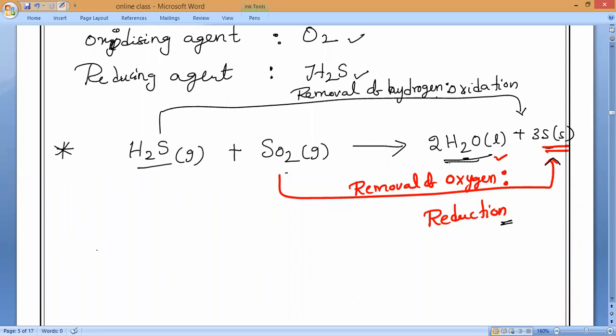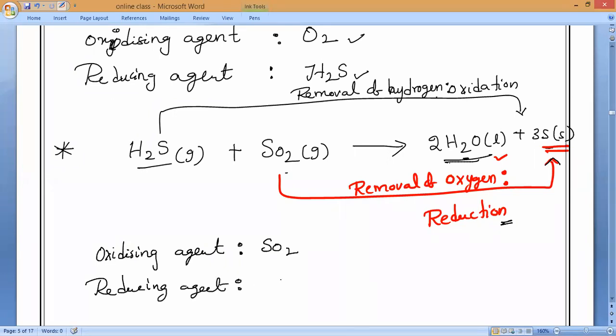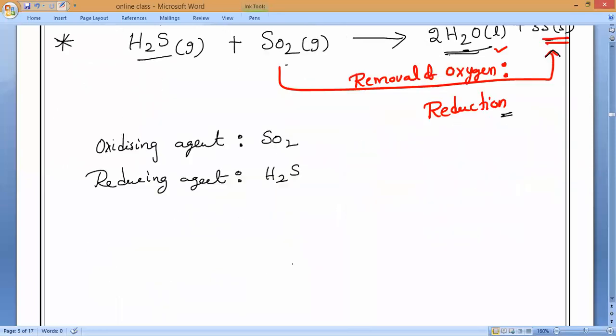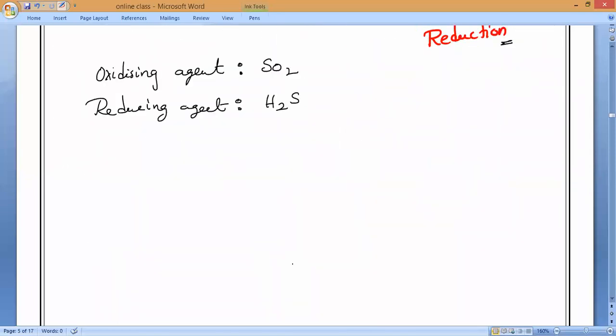Now here, who is the oxidizing agent? Anybody? Oxidizing agent. Sulfur dioxide. Reducing agent? H2S, dihydrogen sulfide, or we can say hydrogen sulfide. That is what you have to remember.